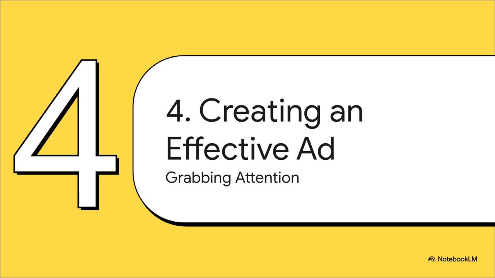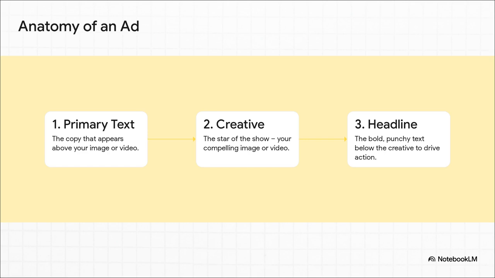Okay, so we've got the structure and we know exactly who we're talking to. Now for the fun part, making an ad that actually stops people from scrolling and makes them pay attention. Any great ad you've ever seen really just has 3 key parts. First is the primary text. That's the main copy you see above the image. Then you have the creative. This is the star of the show, your image or your video. And finally, the headline, that bold bit of text right below the creative that's designed to grab attention and get a click. All 3 have to work together perfectly.